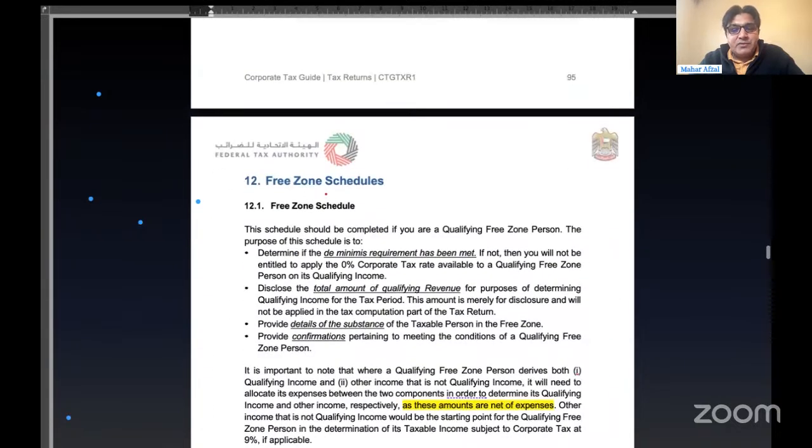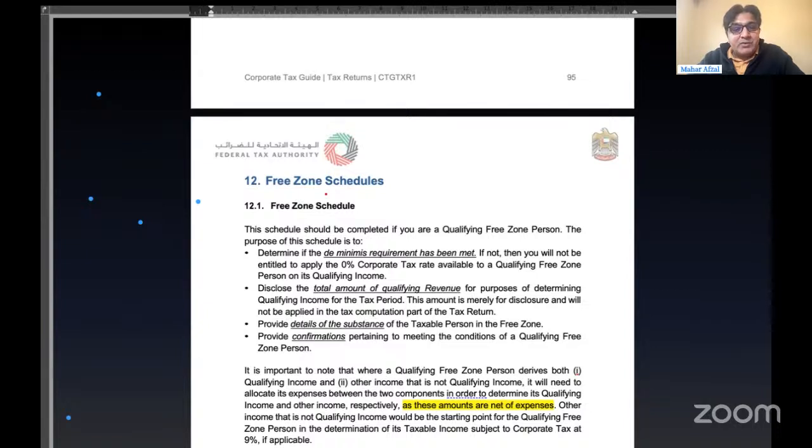Coming back to the free zone schedule. Now we have discussed the return is final, by the way. The return is final. Now these are the schedules. Wherever you are putting yes, sometimes the system is asking to fill the information in the respective schedule. And you need to fill the information in the respective schedule. This schedule is for the free zone person.